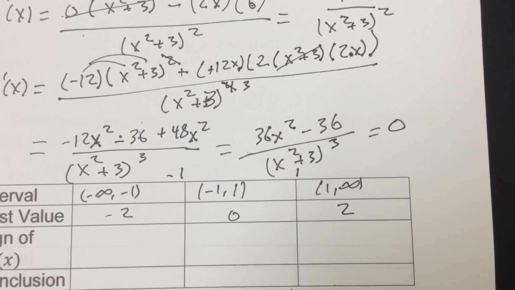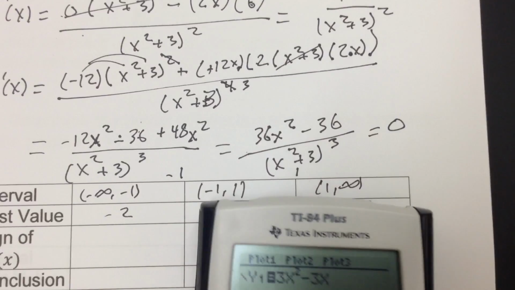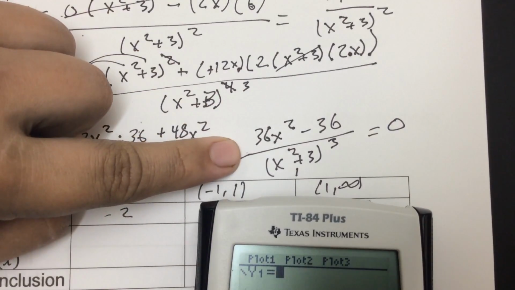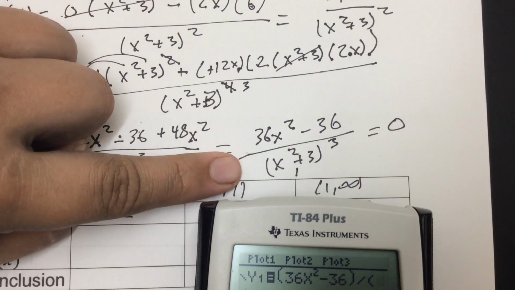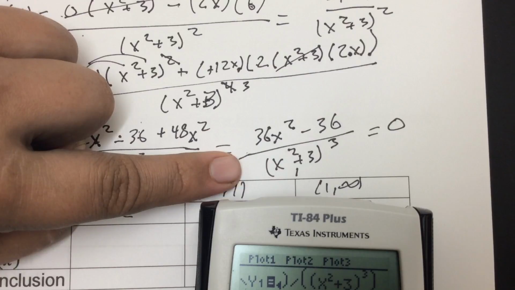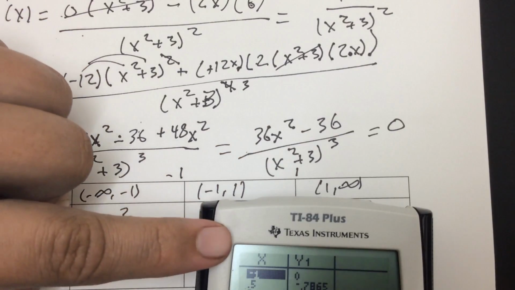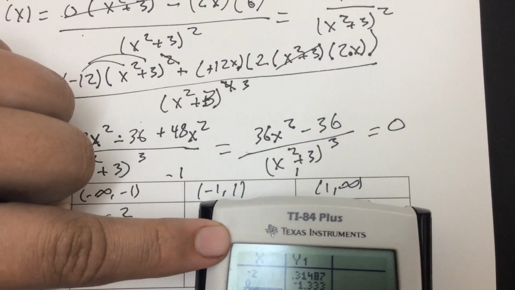So again, I'm going to put this in my graphing calculator. Go back to your y equals, clear this out, and this is what I'm going to put in. In parentheses, because you need the entire top in parentheses and the entire bottom in parentheses, 36x squared minus 36. Close the parentheses, divide, another set of parentheses for the bottom, x squared plus 3 in a set raised to the third power, and close that set. So second table, negative 2, 0, 2.